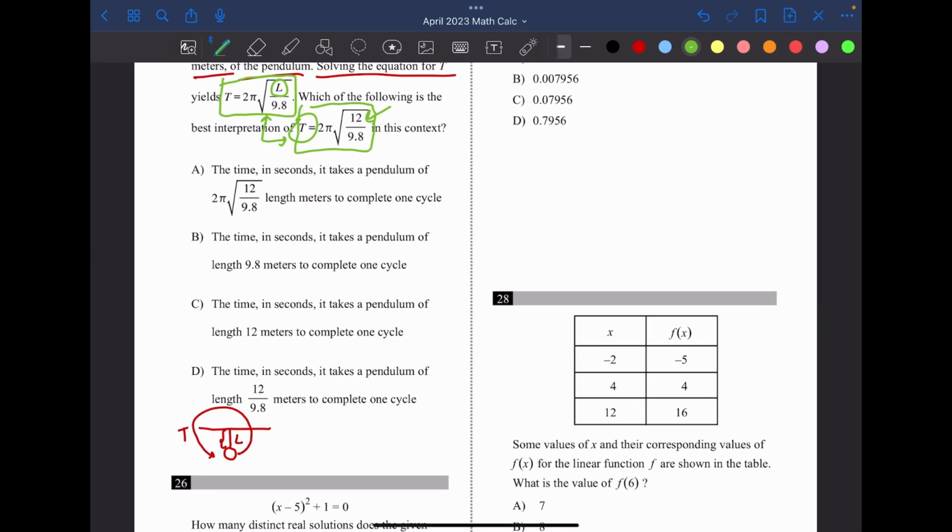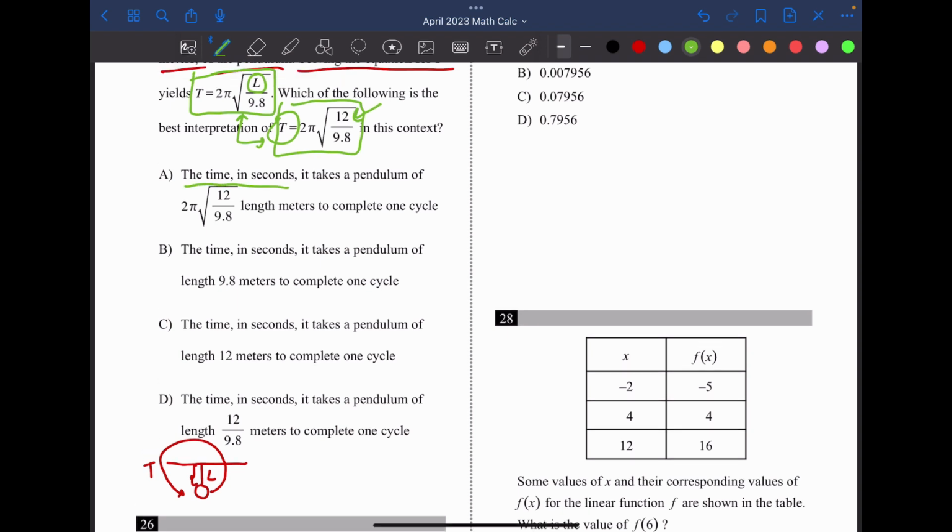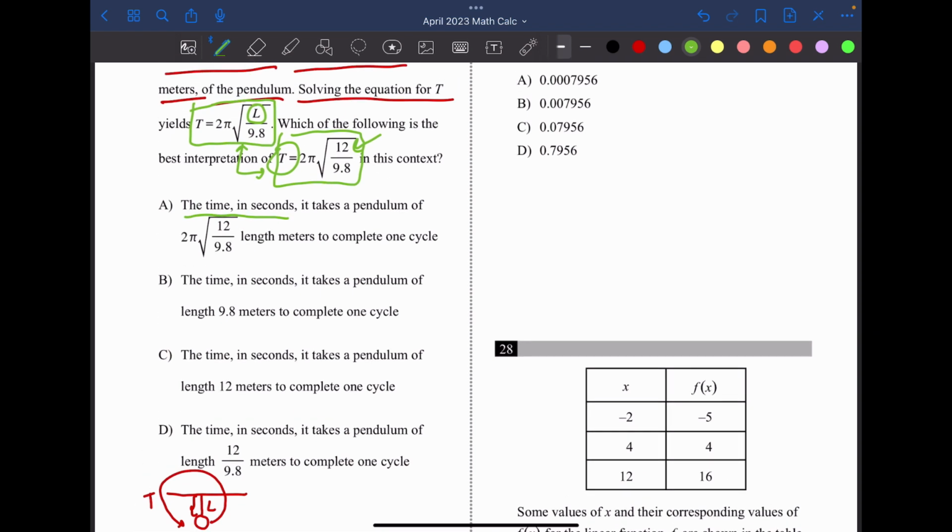Okay, so let's look at the 4 options we have. In the first one, it says it is going to be the time in seconds it takes the pendulum of this much length in meters to complete one cycle. This is wrong because once again we said that the length is 12. They only plugged in 12 instead of L. So L must be 12. So A must be wrong because over here they said that L is equal to this entire thing, which is once again wrong.